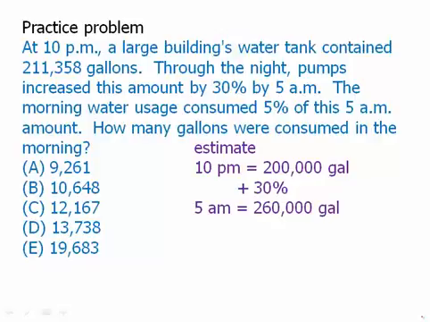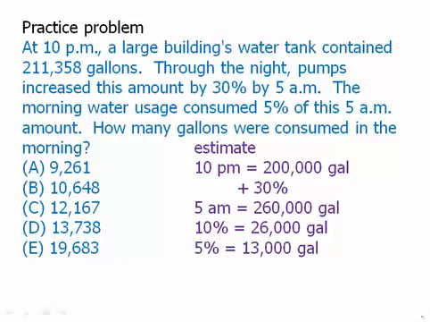Now, in the morning water usage, 5% of that new amount is consumed. Well, 10% of 260,000, again, knock off a zero, would be 26,000. And then just divide that by 2. 26,000 divided by 2 is 13,000. And remember we rounded down, so it should be something just bigger than 13,000. And of course, this would be answer choice D.